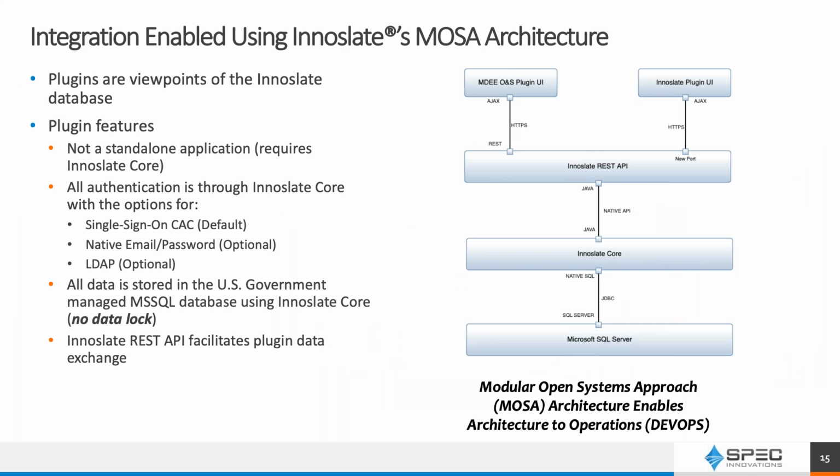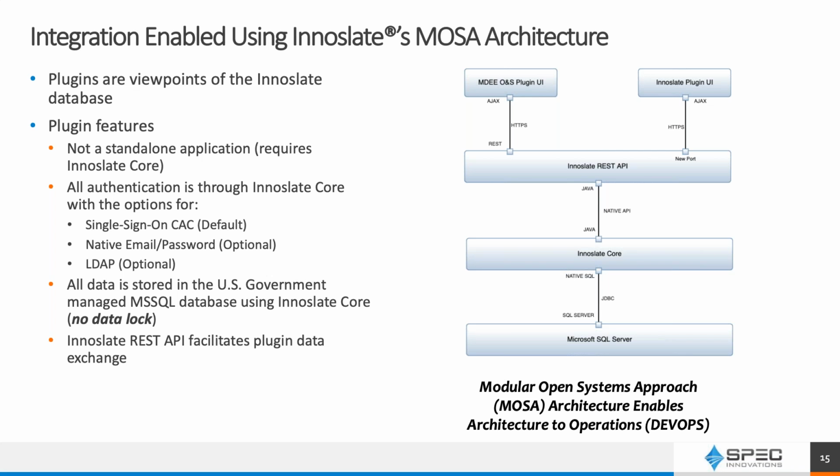So our integration is enabled using the MOSA architecture, or Innoslate's MOSA architecture. Again, it's modular open systems approach architecture. What we've done is we've used plugins, which are viewpoints of the Innoslate database. In this case, we have the MDEE ONS plugin and the Innoslate plugin, which connect or utilize the REST APIs. The plugin is not a standalone application. It does require Innoslate core, which is basically what you're seeing here.